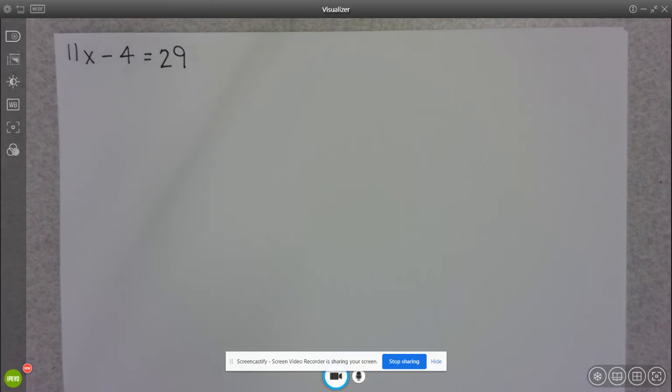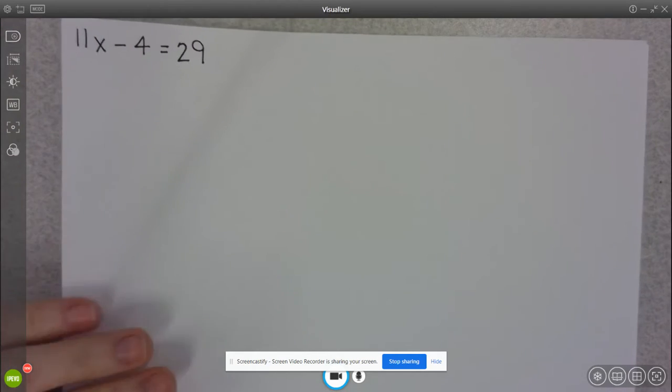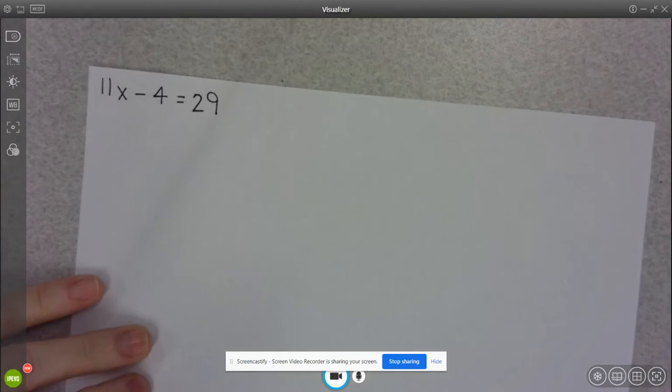So in this lesson, we are going to be solving multi-step equations. All of the equations that we deal with in Unit 1 are one variable equations. And I have 6 examples that we're going to go through today of a variety of different types of equations you could potentially see. So the first one we're going to look at is 11x minus 4 equals 29.